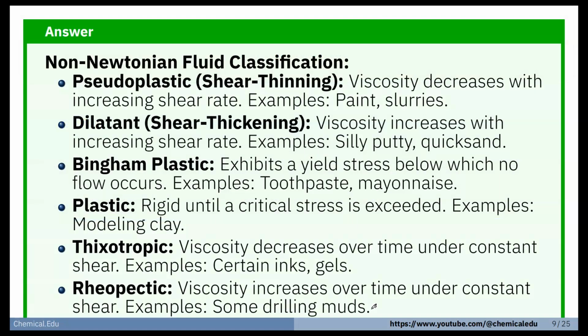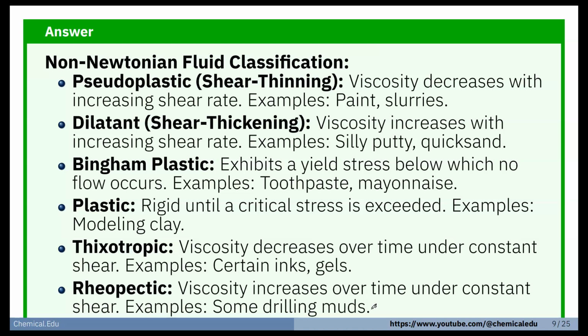Next question, classify non-Newtonian fluids and give examples of each type. Pseudoplastic, shear thinning: viscosity decreases with increasing shear rate, example paint and slurries. Dilatant, shear thickening: viscosity increases with increasing shear rate, example silly putty and quicksand. Bingham plastic: exhibits a yield stress below which no flow occurs, example toothpaste and mayonnaise.